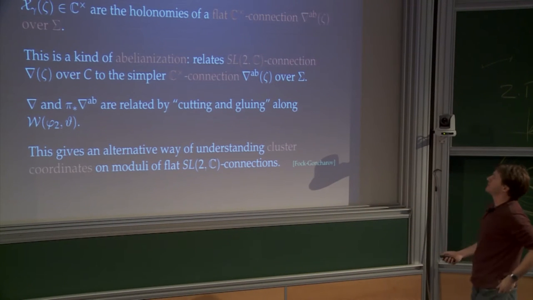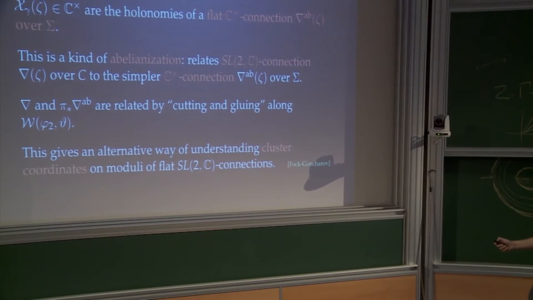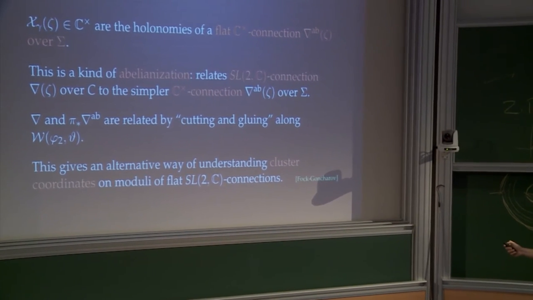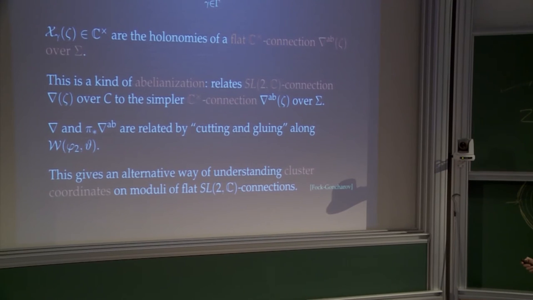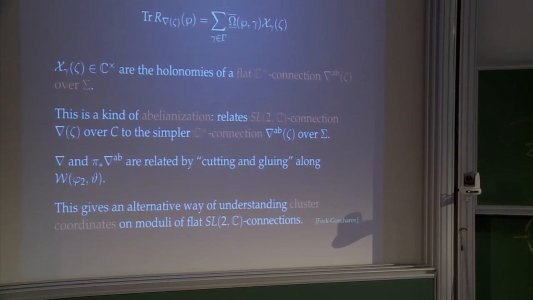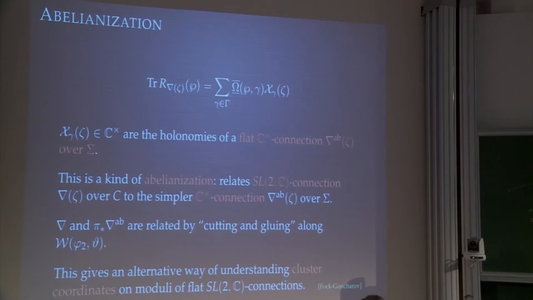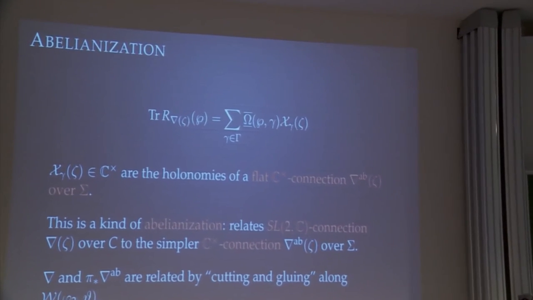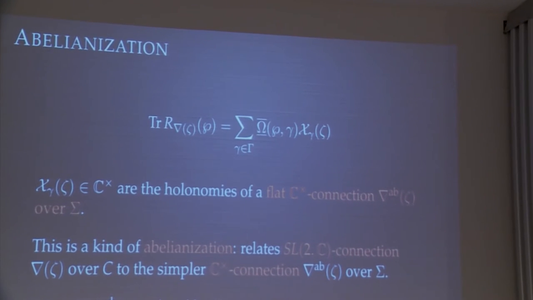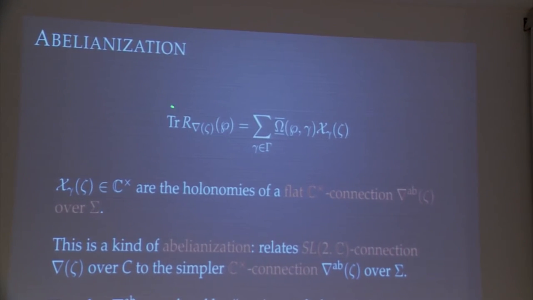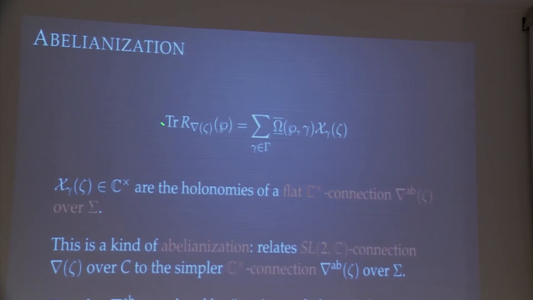So there's another way of thinking about this construction. For a moment, let me not think about asymptotics and just look at this formula as it stands. So what we're saying is that if you have an SL2 connection over a curve, there's a useful way of organizing its invariants. So the holonomy around some path, the trace of the holonomy around some path, gets expanded in terms of some simpler objects.